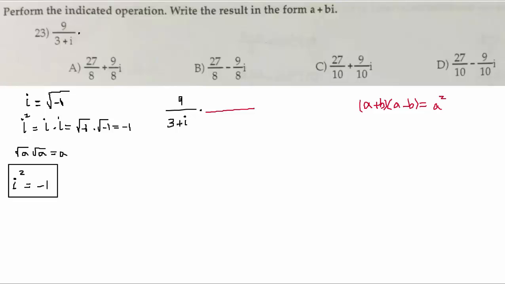A squared minus AB. No, A squared plus, right? Yeah, A squared minus B squared. Right. So that's called difference of squares. So if I have A plus B times A minus B, I get A squared minus B squared.